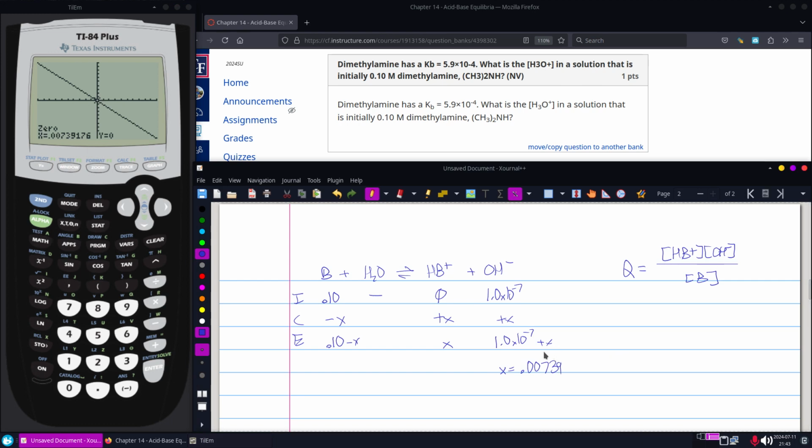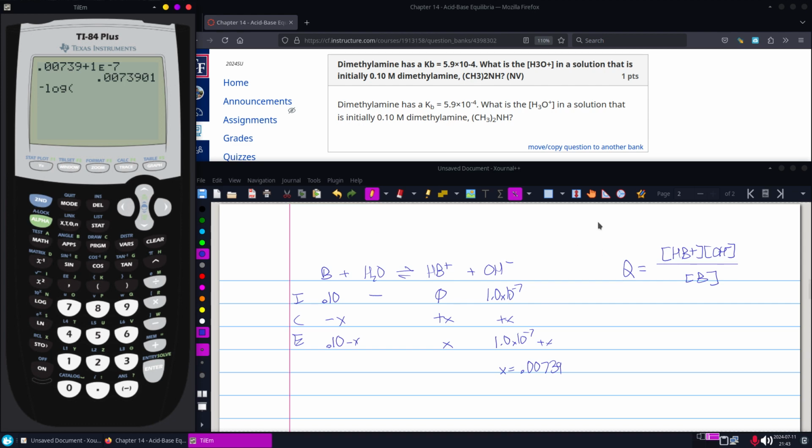Now I want the OH concentration, so I'm going to take that x, 0.00739. Technically I'd be adding the 1 times 10 to the negative 7th to get the actual OH concentration, which I'll take the negative log of. No, I don't want to do that. That'd give me a pH. I'm looking for the H3O concentration, so rather than that, I'm doing 1 times 10 to the negative 14th, the Kw, divided by the OH, and I get an H3O concentration of 1.3, well, 1.4 times 10 to the negative 12th.